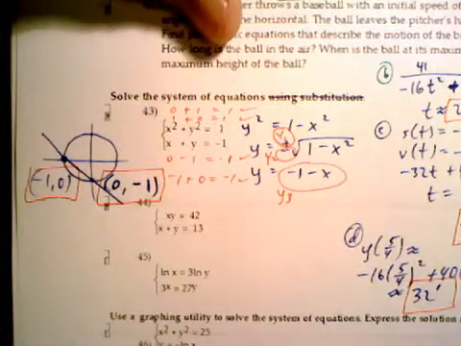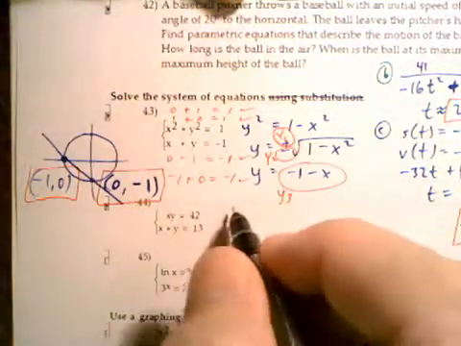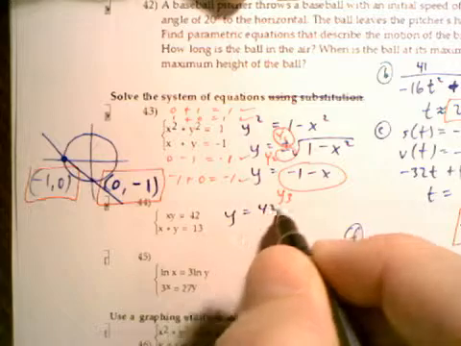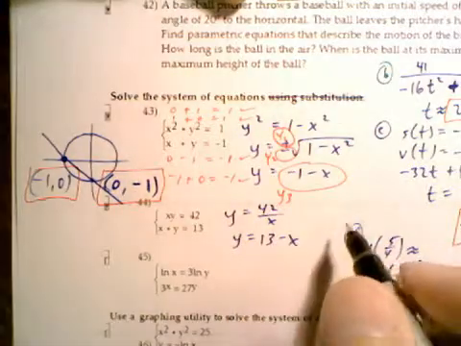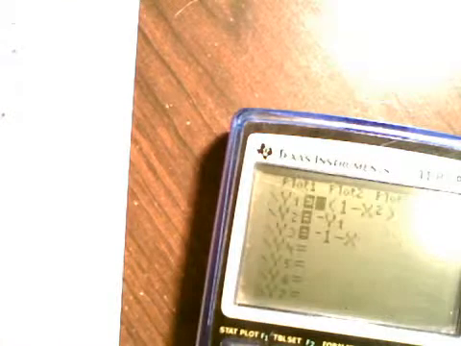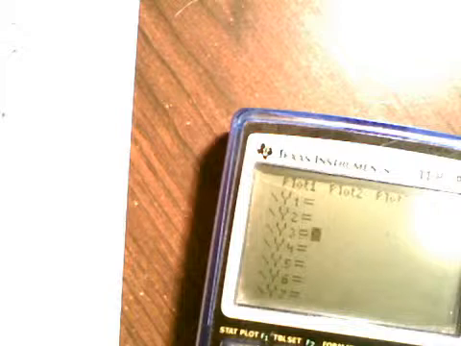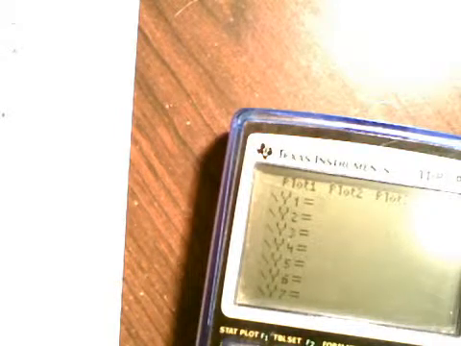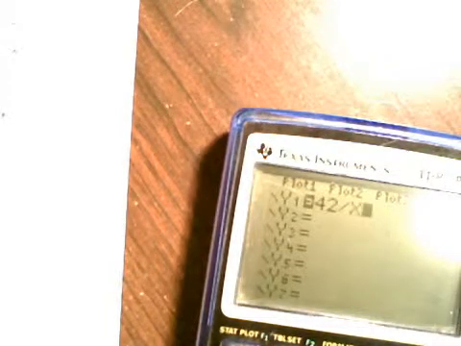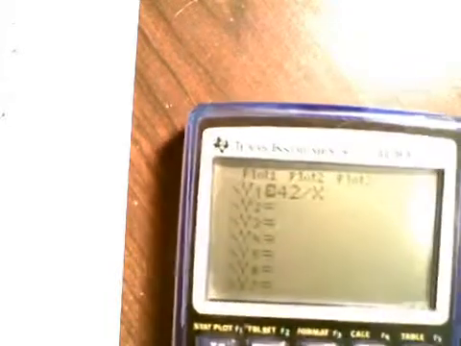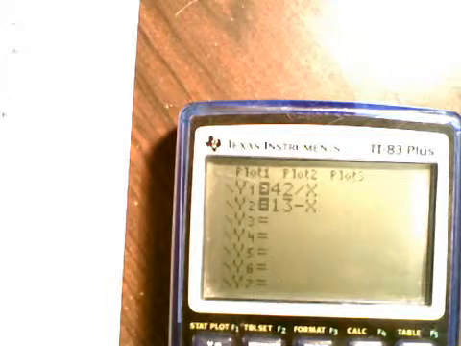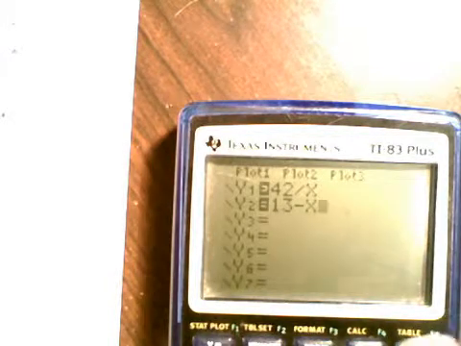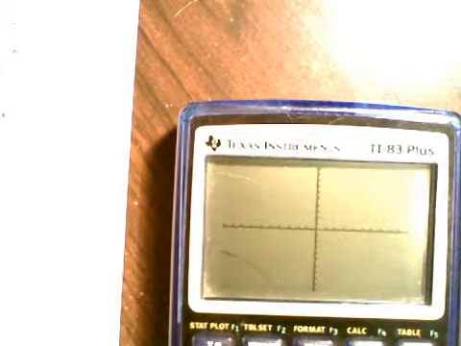Okay? Let's see if I can fit number 44 in the same video. y equals 42 over x, and y equals 13 minus x. Okay? So let's go with 42 divided by x first, and then 13 minus x second, and just zoom standard to get an idea.